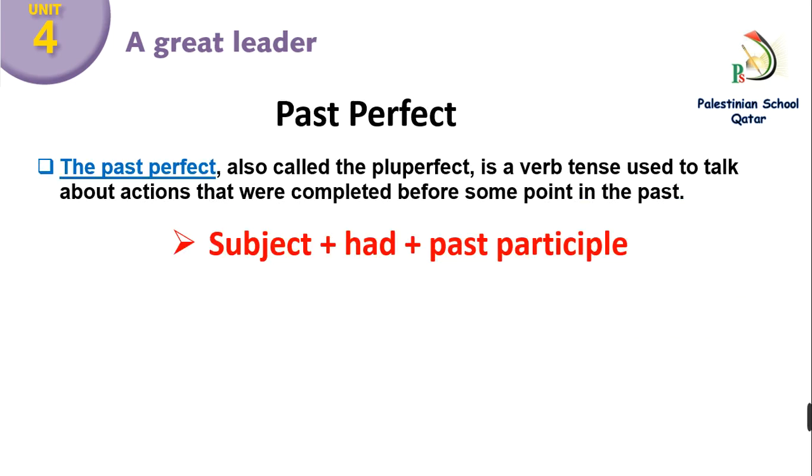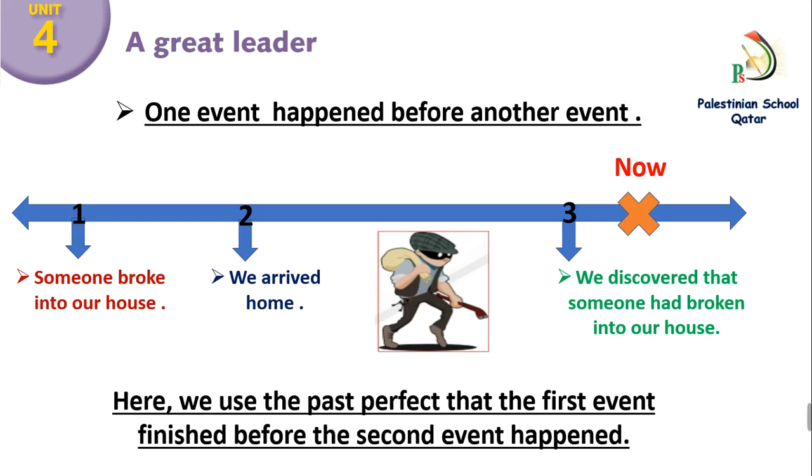And at the beginning, everybody, we have our grammar lesson: past perfect. We also call it the pluperfect. It is a verb tense used to talk about actions that were completed before some point in the past. We form past perfect with subject plus had plus past participle, verb 3. So we use past perfect to talk about something that happened in the past and at a time before another time in the past. One event happened before another event. This is the rule of past perfect.